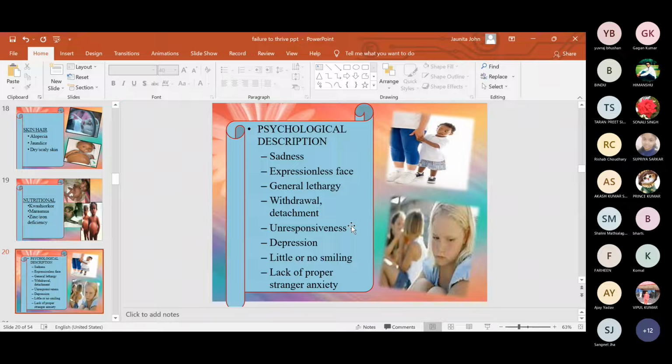They have suffered certain issues such as nutritional disorders also. They are not from a well-to-do family, so that is why they develop all this. That is what: expressionless face, sadness, lethargic, unresponsive behavior, depressed they will be, no smiling face they will have, or they may have lack of proper stranger anxiety. If anyone comes from a distance, they will not be reacting much.